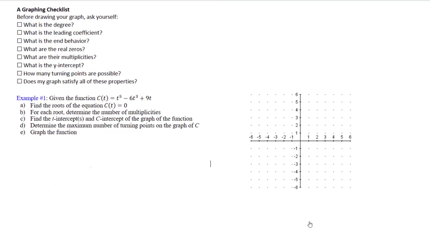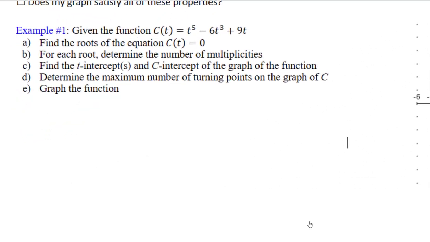For problem number 1, given the function c of t, find the following 5 parts. The roots of the equation, or c of t is equal to 0, and for each root, determine the number of multiplicity. For letter C, find the t and c intercepts, and then letter D, determine the maximum number of turning points on the graph of the function, and then finally, graph the function.